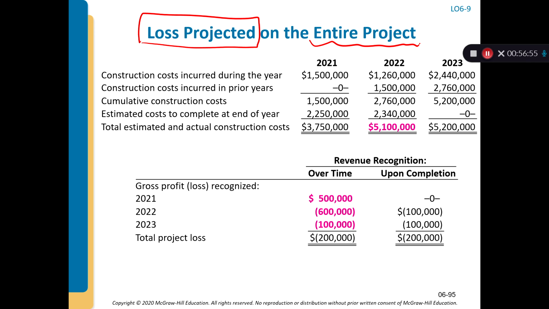So the entire thing has already lost money. For example, the first year everything's still the same, but in the second year you find out that your project in total is already way past the transaction price, because the actual cost, adding the estimated cost to go, is way bigger than $5 million. So this means that you will lose money on the whole project, okay?